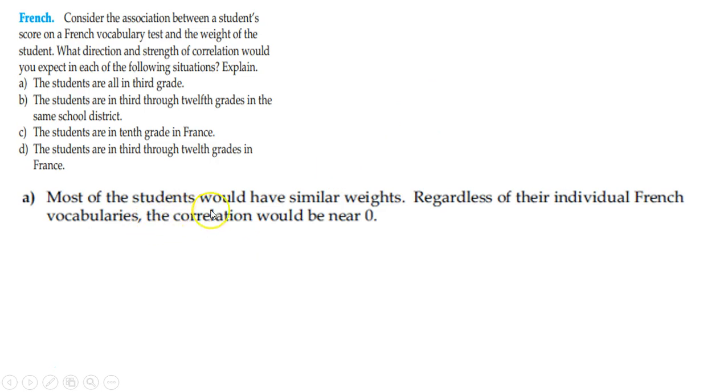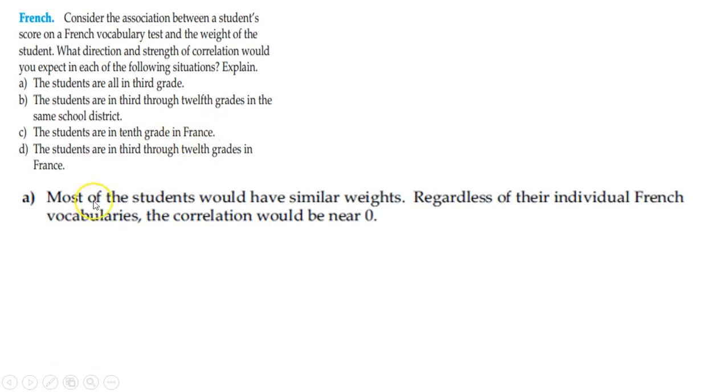So it says most of the students would have a similar weight, regardless of their individual French vocabulary. So the correlation between them is probably nothing, but it says the students are all in third grade. So part A, if the students are all in third grade, their weights are all the same-ish, right? And the amount of vocab they know should be pretty close as well.